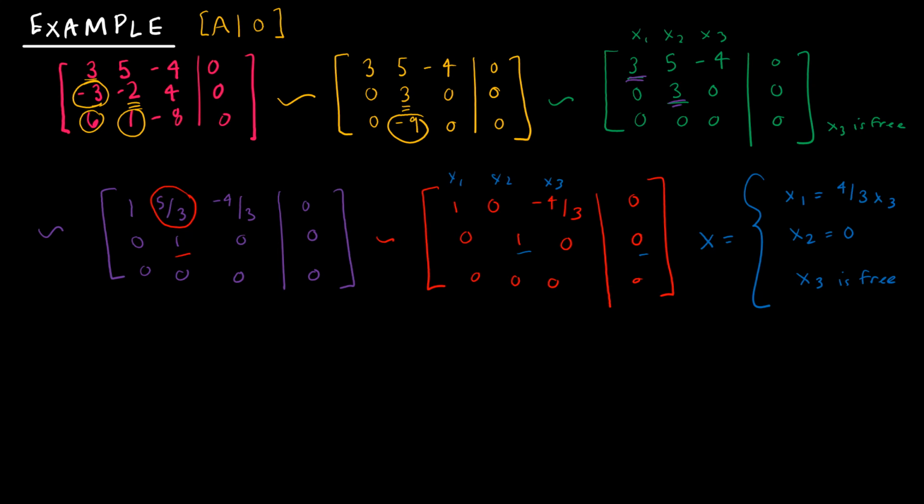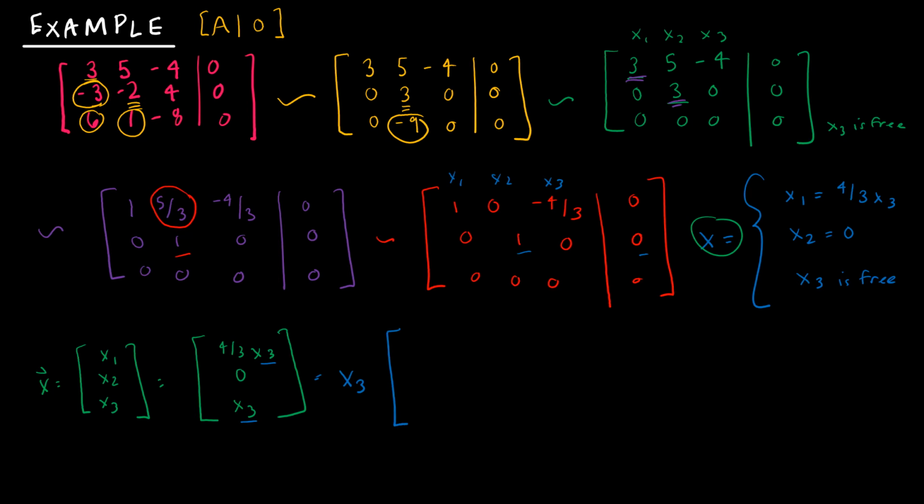So what am I going to do from here? Well, let's say I wanted to write this instead as a vector, because that's what I want, is vector x to be x1, x2, x3. So vector x then, based on this guy, is that x1 can be written as 4/3 x3, x2 can be written as 0, and x3 is free, so I'm just going to write x3. And what I notice now is that my terms have an x3, so I'm actually going to take x3 out of it and write this as 4/3, 0, 1.